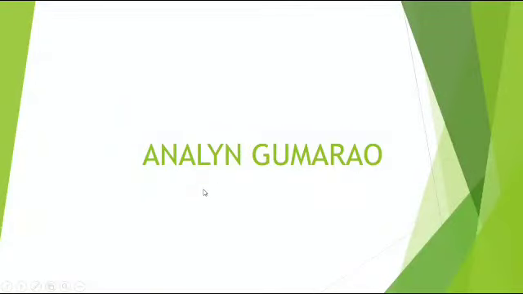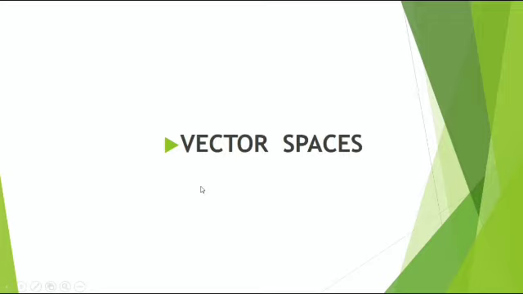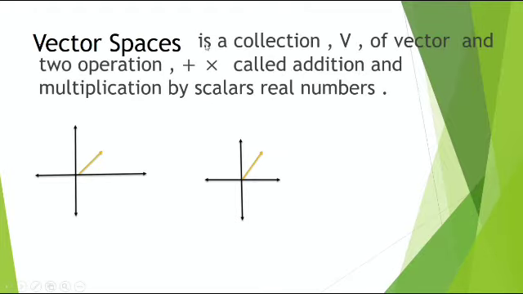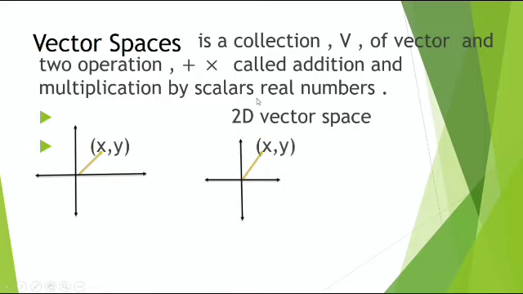My video lesson is all about vector spaces. So let us take a definition of vector space. A vector space is a collection V of vectors and two operations, addition and multiplication by scalars of real numbers.